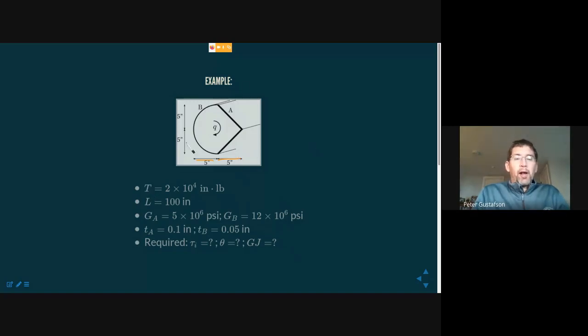So if I've set this problem up, what do I want to know? Well, what I ultimately want to know is, is the shear stress going to be high enough to cause a material failure? That's one thing. Number 2, is the rate of twist going to be too large? And last but not least, what's the torsional rigidity of this thing? So we have just a couple minutes. We should be able to get through this really quickly.